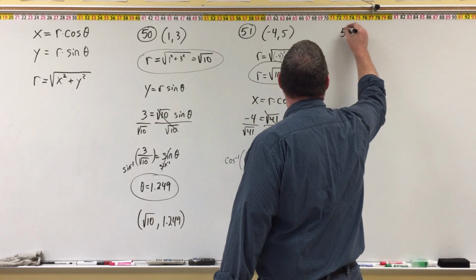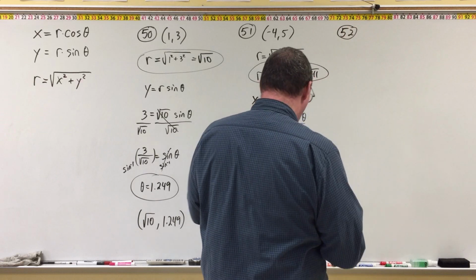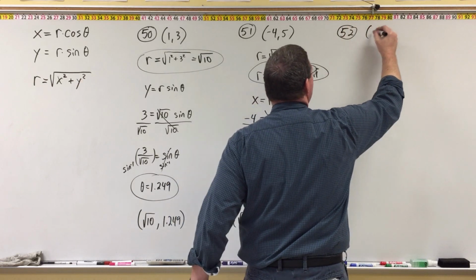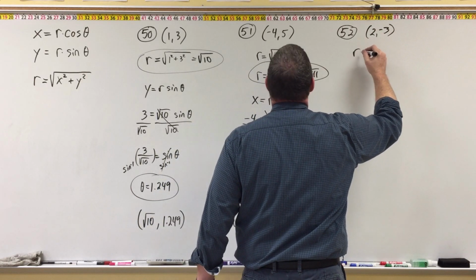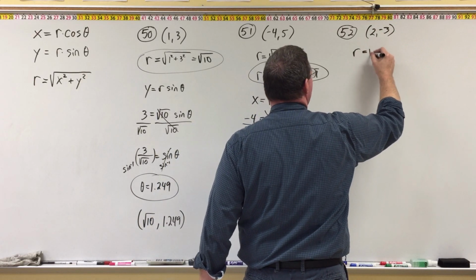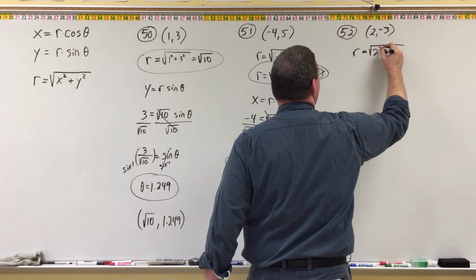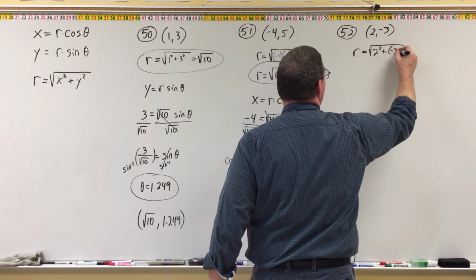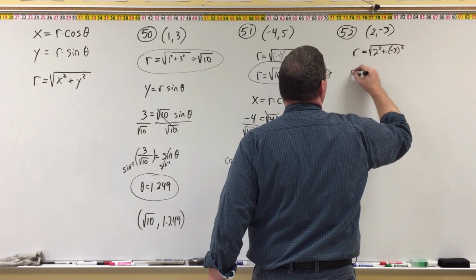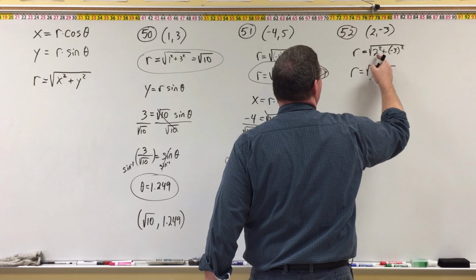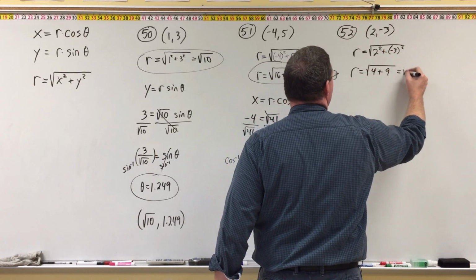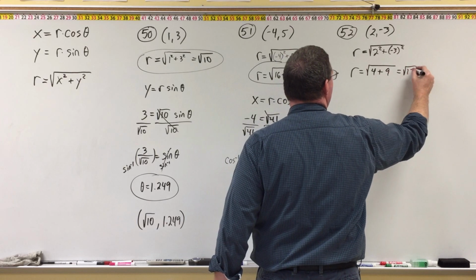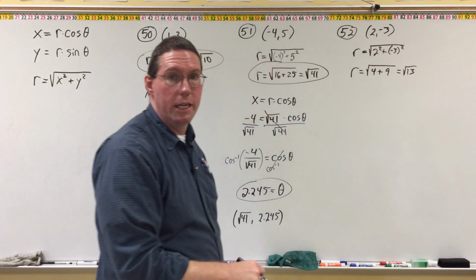All right, last one on this one. 52. Our rectangular coordinates are 2 and -3. We need our radius. So the radius is going to be the square root of 2 squared plus -3 squared. So the radius is going to be equal to the square root of 2 squared is 4 plus -3 squared is 9. 4 plus 9 is 13. So our radius is the square root of 13.